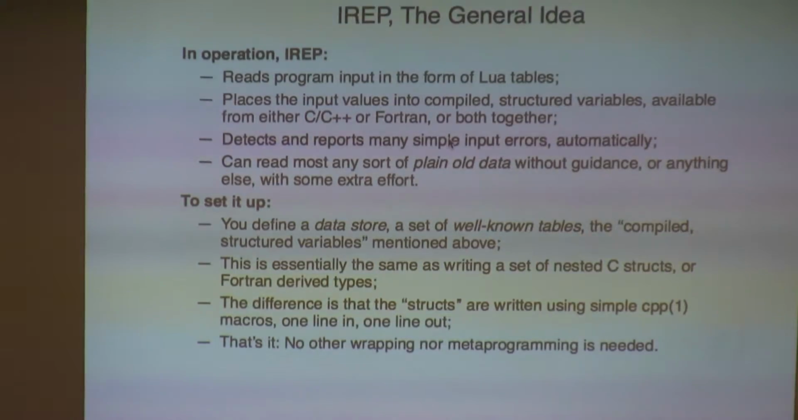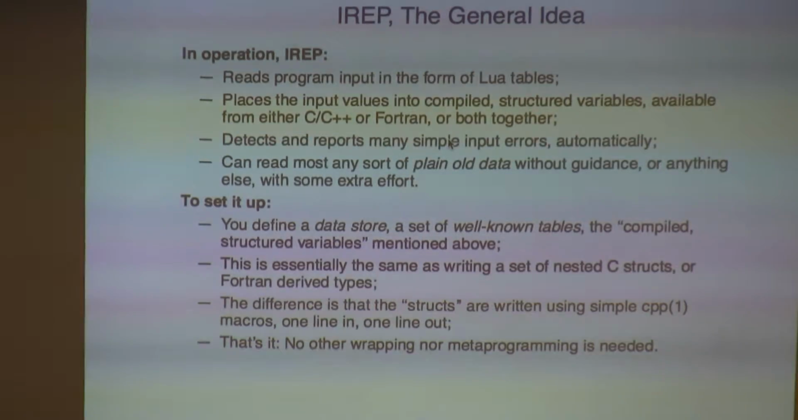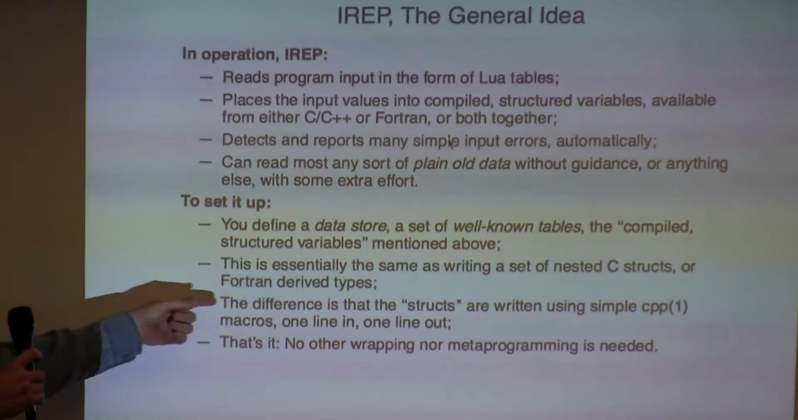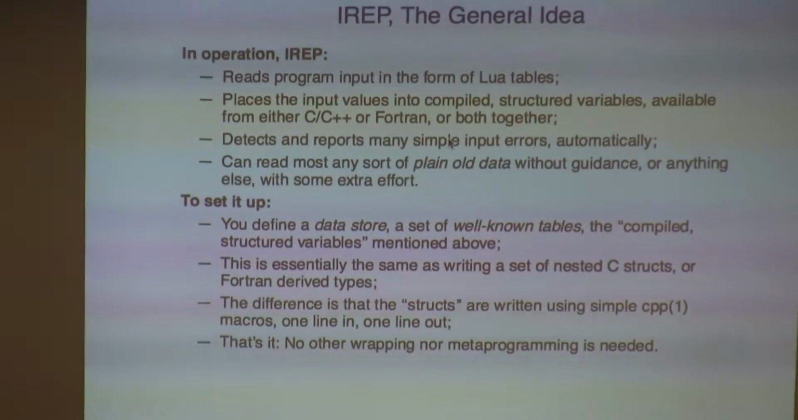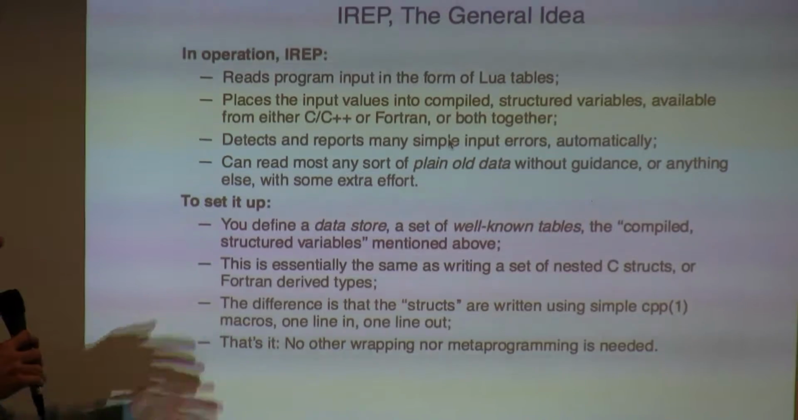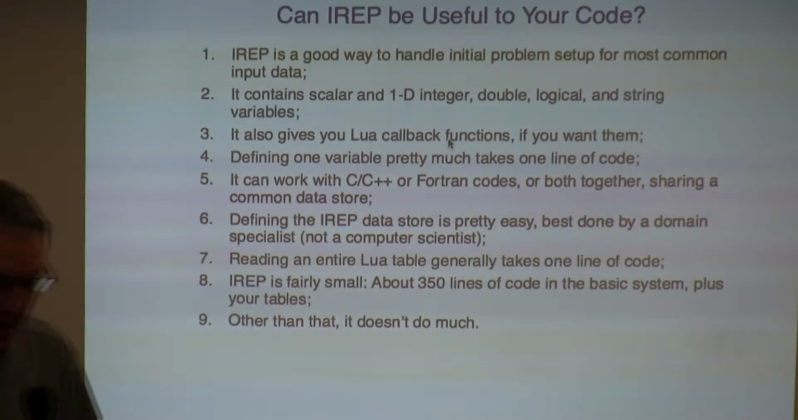Basically, writing the back end is essentially the same as writing a set of C structs or Fortran-derived types. Fortran has changed. The 2003 standard for Fortran brought in some very significant changes. IREP depends on them and uses them, so that Fortran actually plays an essential, critical, irreplaceable part in IREP. The only difference between writing your structs or your Fortran-derived types is that IREP provides a little input language that basically translates your structs into CPP macros. So it's a very simple one line in, one line out, a dozen macros basically to do all the work. And that's it. No other wrapping, no other metaprogramming.